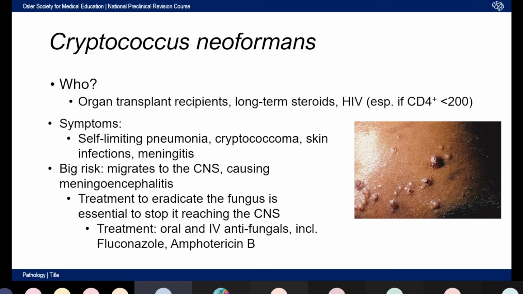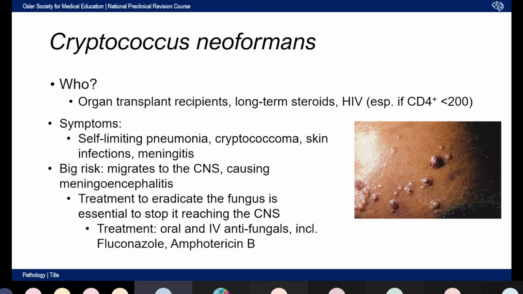So the people likely to get an infection with Cryptococcus are organ transplant recipients, anyone on long-term steroids, and HIV, especially if their T cell count has dropped really low. The symptoms tend to be a pneumonia, a cryptococcoma, which is a large fungal mass, so an infectious granuloma that typically happens in the brain, but can also be found elsewhere, so in the lungs, for example.